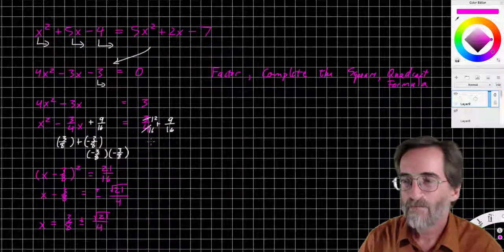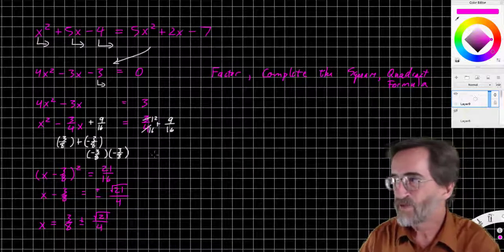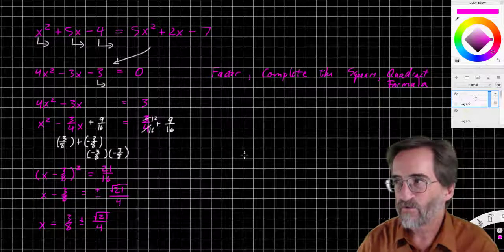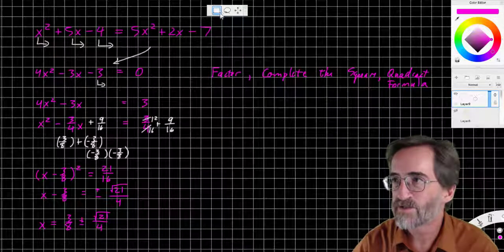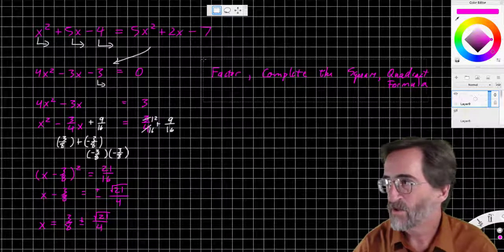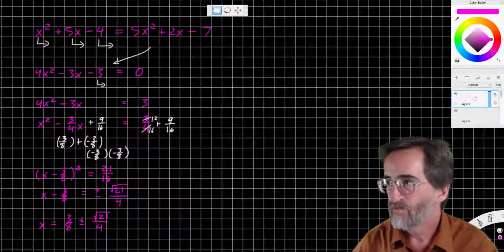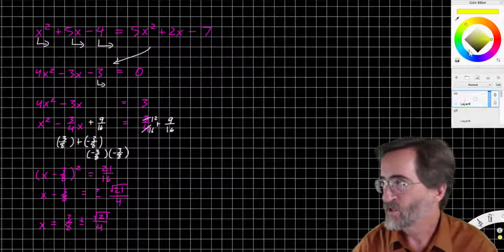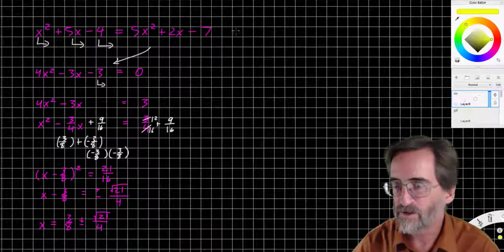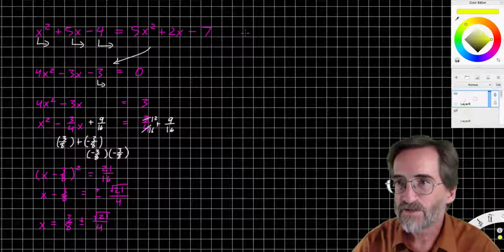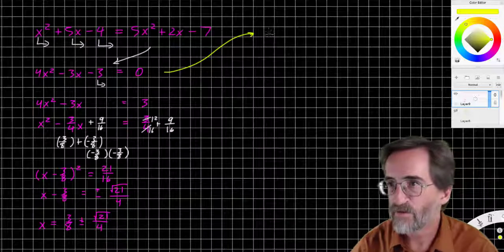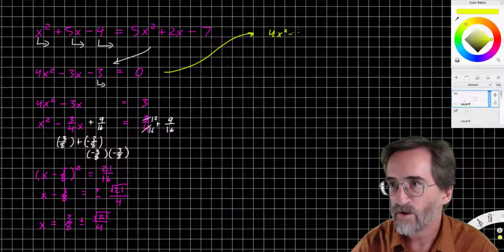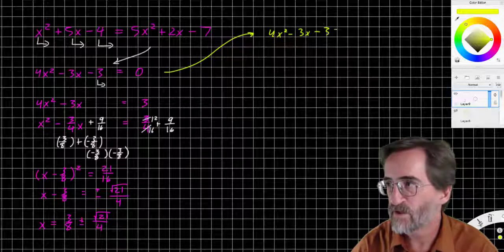So on the same screen, I'm going to use the quadratic formula, and I want to show you how they really are the same thing. One comes from the other. So let's switch to yellow here, complementary colors. All right, let's start down here, at this point: 4x squared minus 3x minus 3 equals 0.